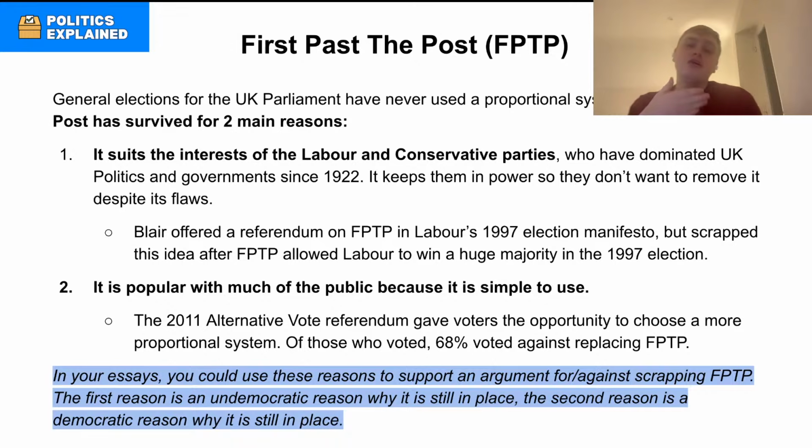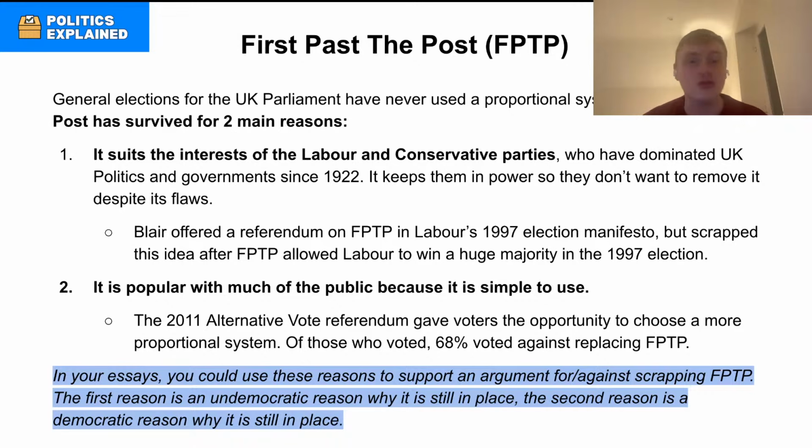A really useful thing you can bring into your analysis in electoral systems essays is a bit about why that's the case. Understanding why first past the post is the electoral system in the UK, effectively why it's used and hasn't been replaced, why it survived, could be a useful thing you can bring into your analysis. And there's two key reasons for this.